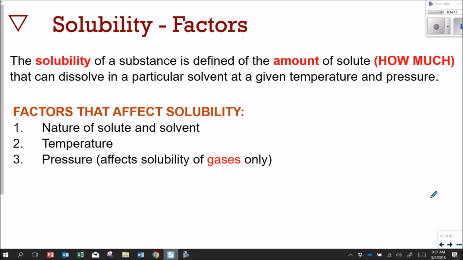It is defined as the amount of solute, so how much of a solute can dissolve in a particular solvent at a specific temperature or pressure. There are several factors that affect the solubility. The first one is the nature of the solute and the solvent, then the temperature, and finally the pressure. And pressure only affects gases.